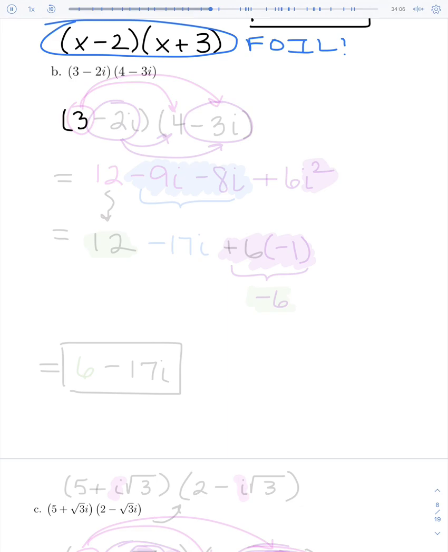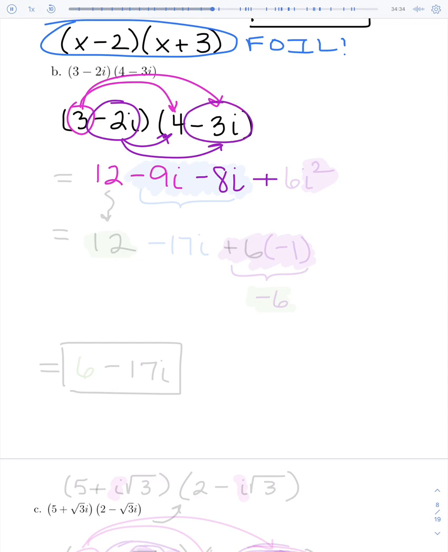So we'll start out with a 3 minus 2i times a 4 minus 3i. So to FOIL this out, we'd start by multiplying out the 3 first. The 3 times the 4 will get us a 12. Then the 3 times a negative 3i will get us a negative 9i. Then the negative 2i times the 4 will get us a negative 8i. And the negative 2i times a negative 3i will get us a positive 6i squared.